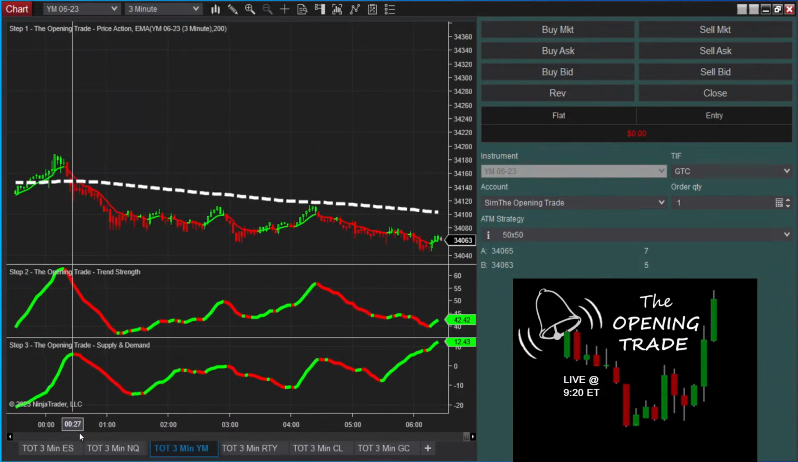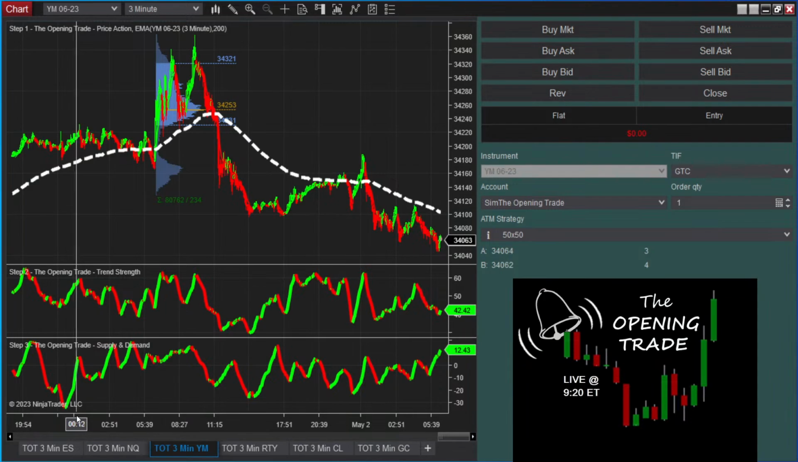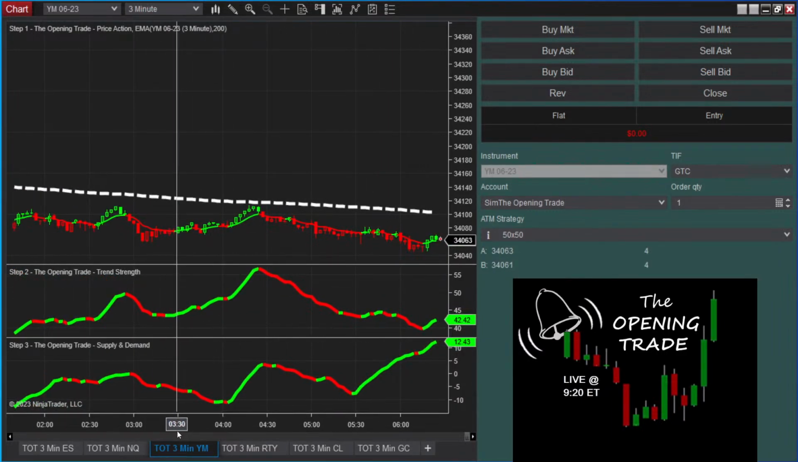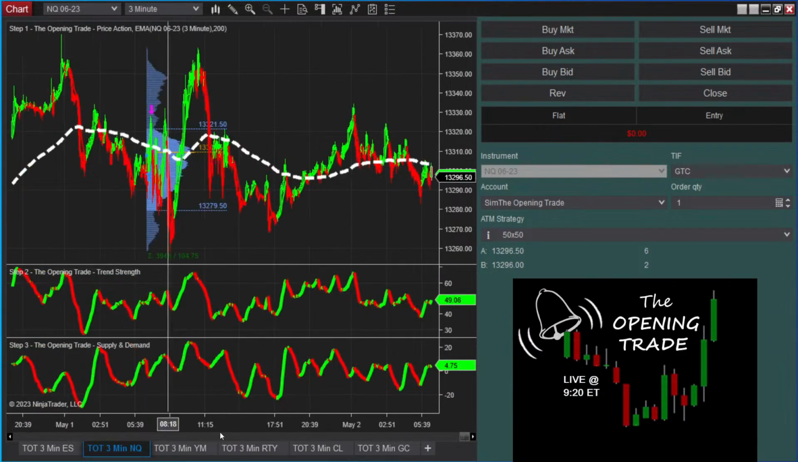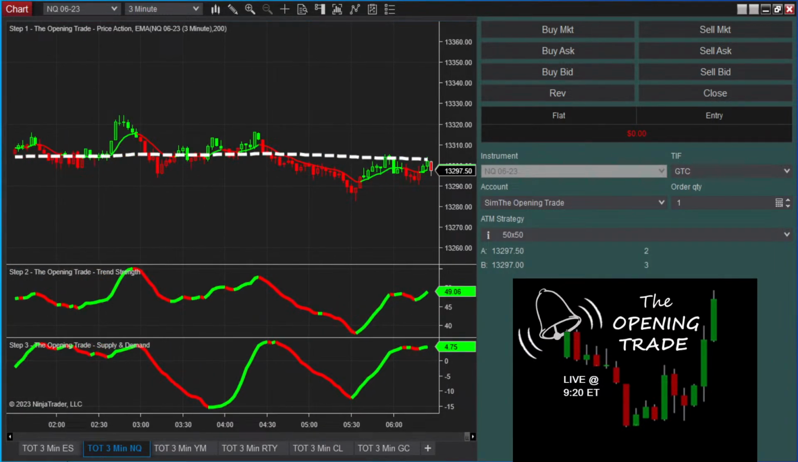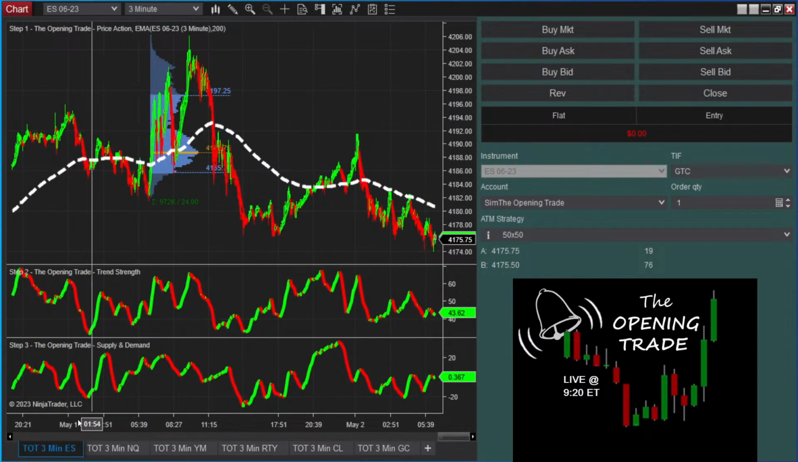Dow Jones futures here, yesterday through to today. NASDAQ futures, of course, yesterday through to today. S&P 500 yesterday through to today.